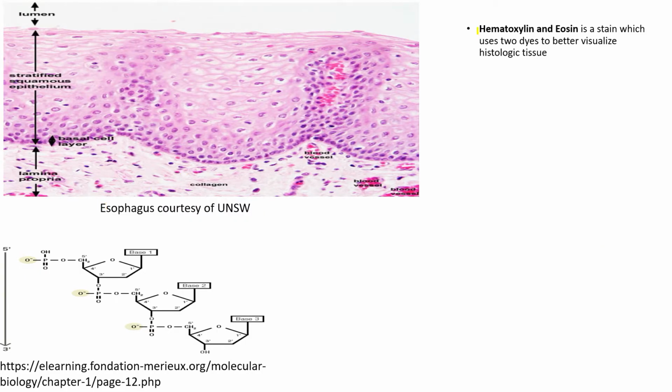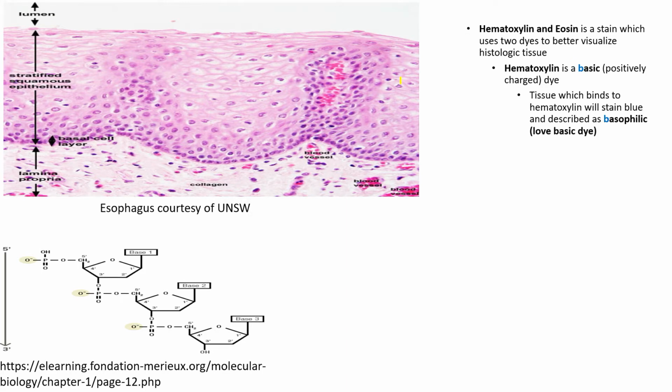So first, hematoxylin and eosin are stains which use two dyes in order to visualize histologic tissue. Hematoxylin is a basic or positively charged dye, and tissue which binds the hematoxylin will stain blue and will be described as basophilic. So it loves basic dye. The "philic" part is love, and then basophilic, basic dye.